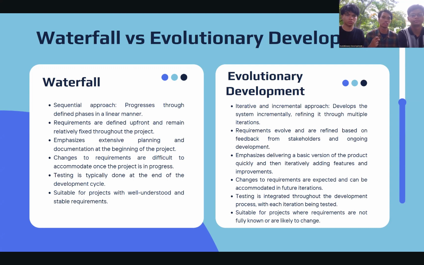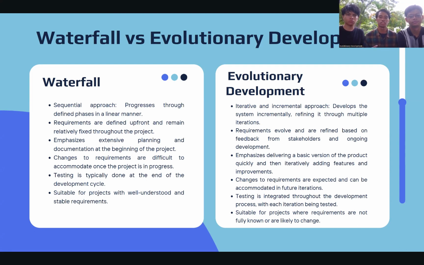The waterfall method requires requirements defined upfront, which remain relatively fixed throughout the project. However, evolutionary development requires involvement and is refined based on feedback from stakeholders or users during ongoing development. Waterfall also emphasizes extensive planning and documentation at the beginning of the project.